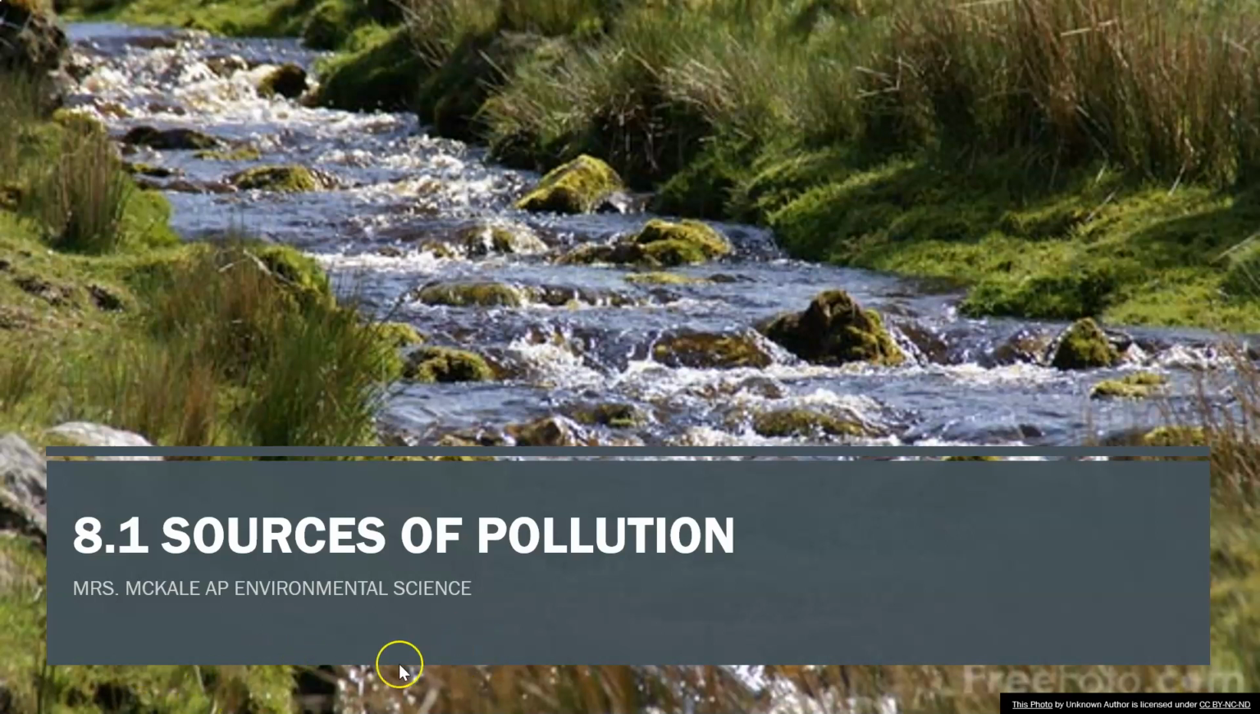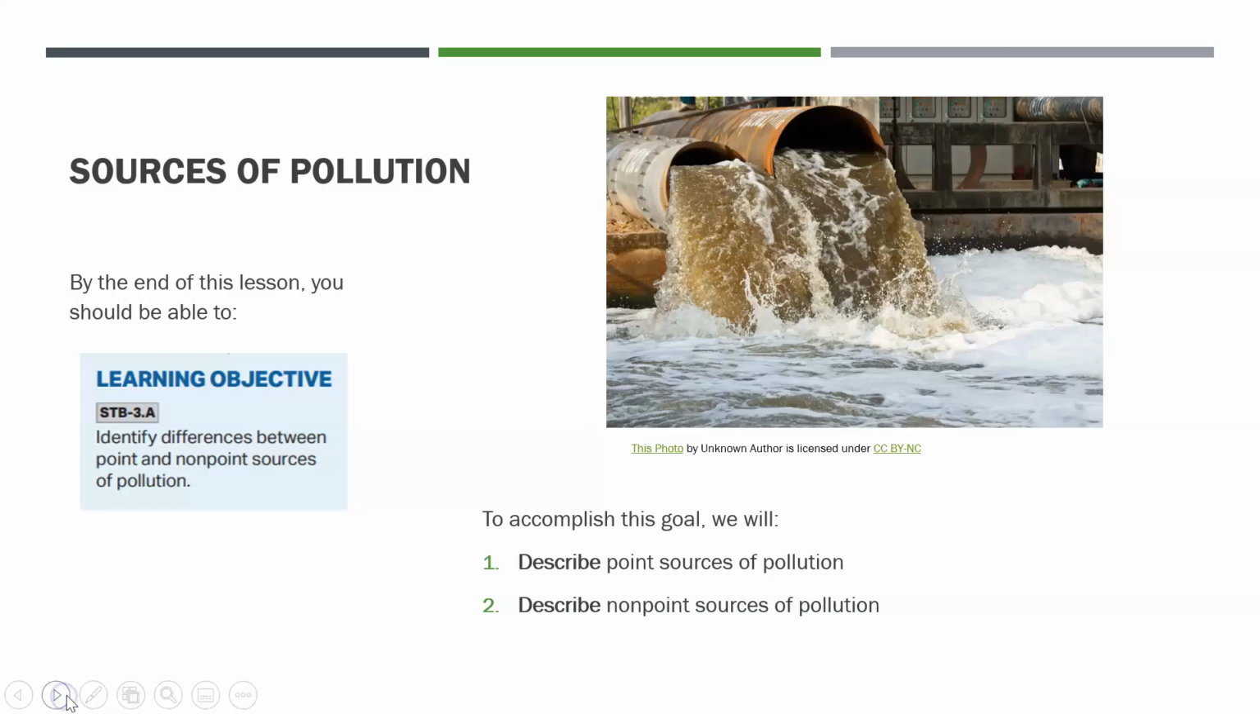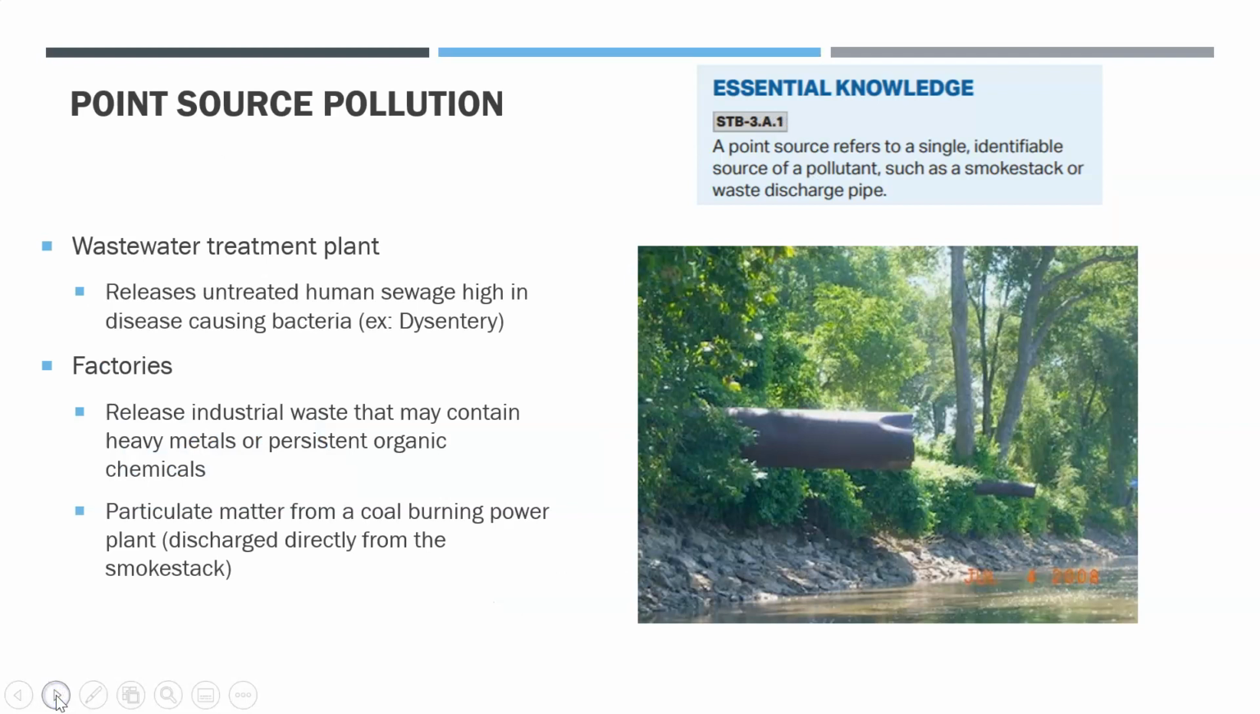This is 8.1, Sources of Pollution. So by the end of this lesson, you should be able to identify the differences between point and non-point sources of pollution. So we'll do this by describing what we mean by point sources of pollution and non-point sources of pollution. So point source pollution refers to a single identifiable source. So it's something that we can narrow down to one specific thing.